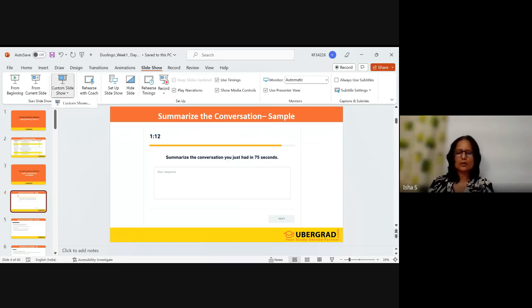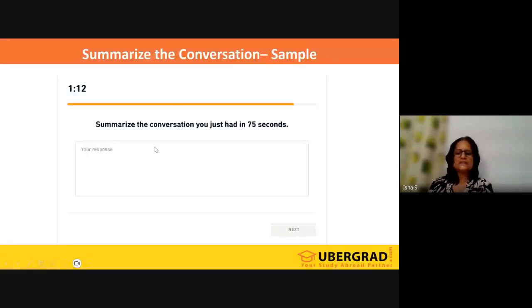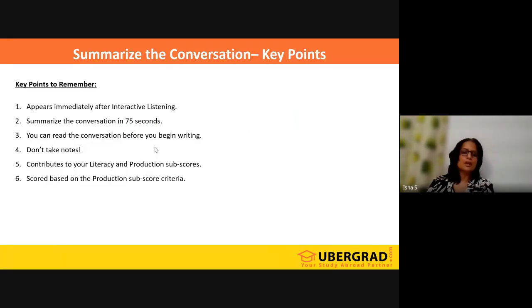So, summarize the conversation. What are the key points that you need to remember? This particular activity comes immediately after listening. We had certain scenarios yesterday, and you heard those scenarios. You get 75 seconds for that. You can read the conversation before you write. No need to take notes, but here we can do that.